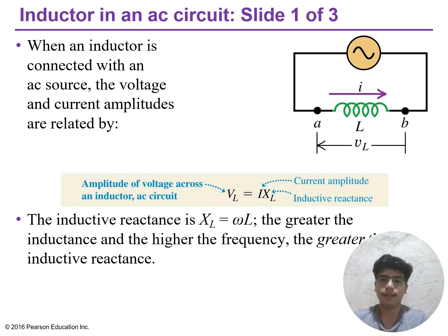The physical mechanism underlying this frequency dependence is electromagnetic induction. As current changes more rapidly at higher frequency, the changing magnetic flux produces a larger induced voltage that opposes the current change more strongly.